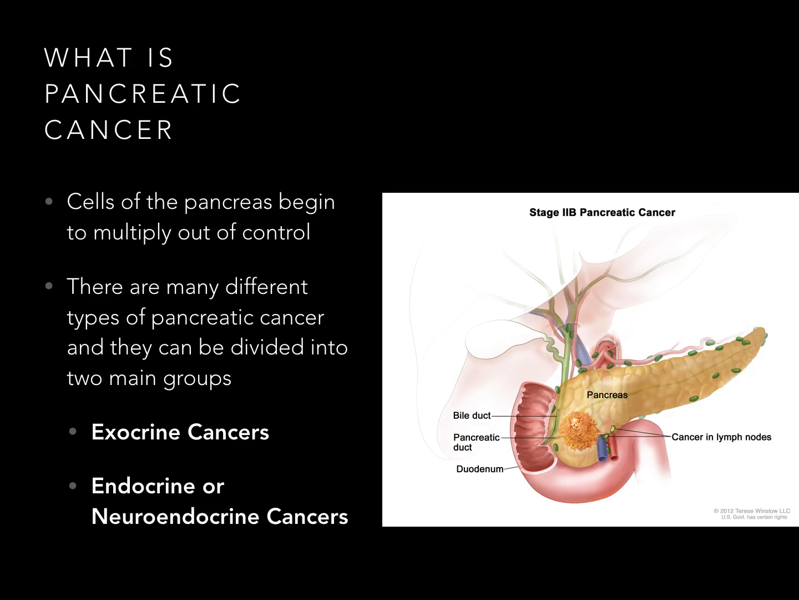What is pancreatic cancer? Pancreatic cancer arises when the cells of the pancreas begin to multiply out of control and form a mass. These cells have the ability to invade other parts of the body. There are many types of pancreatic cancer, and they can be divided into two main groups: exocrine cancer and endocrine cancer, or neuroendocrine cancer. Both types occur mainly in people over the age of 40 and are slightly more common in men.